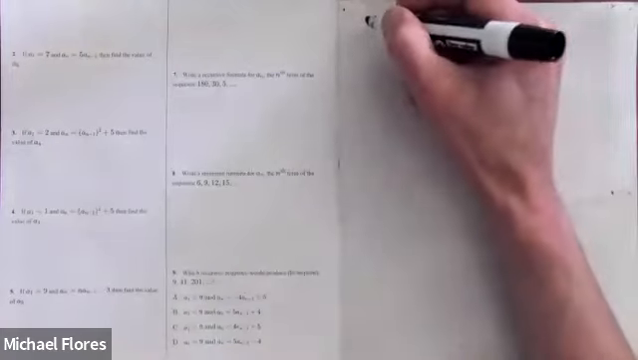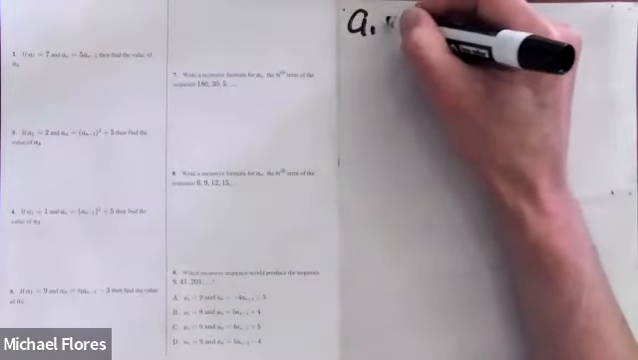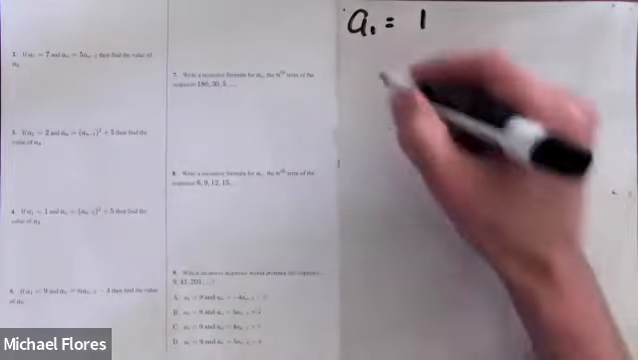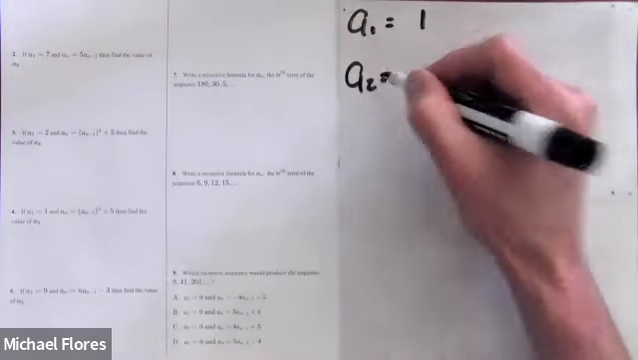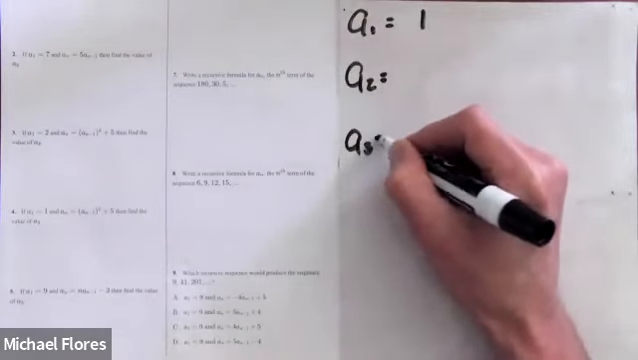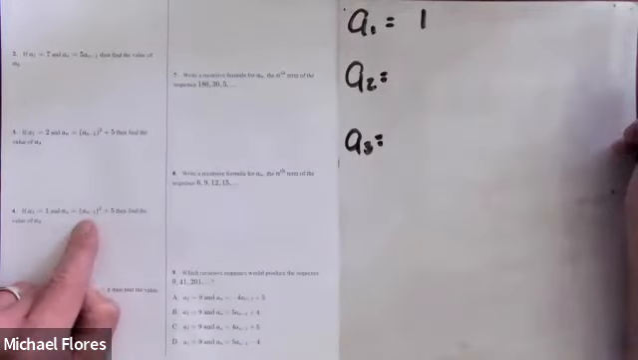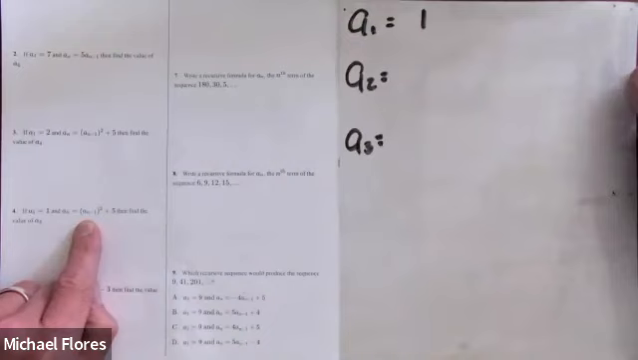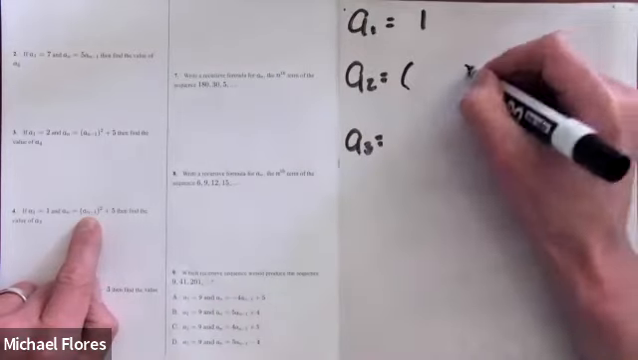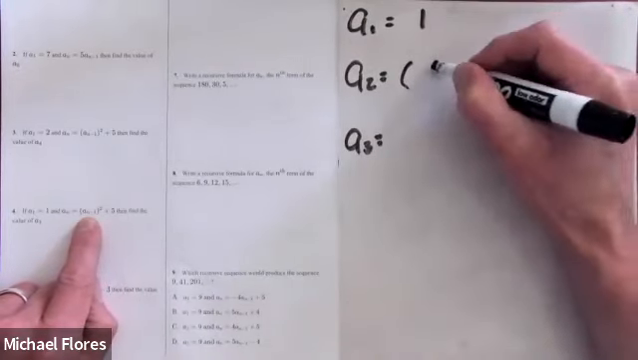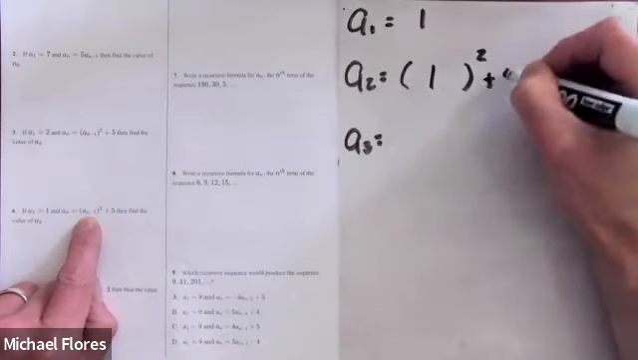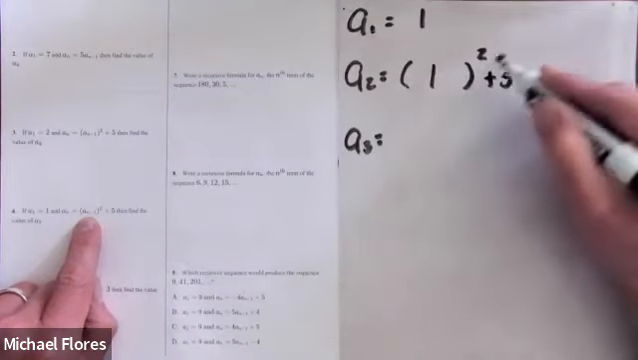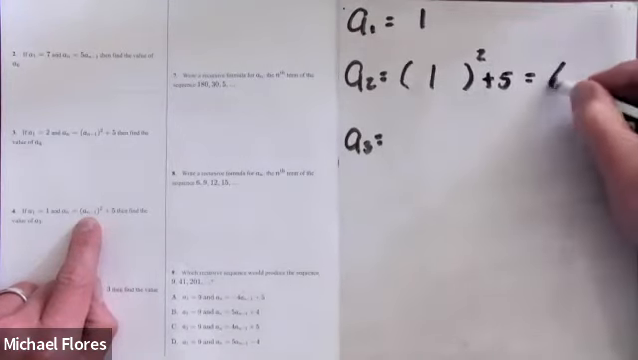Example 4, they've given us the first term of the series. It's 1. They want us to find the third term. It's the exact same pattern as the previous one, isn't it? For example 4, that little notation there just simply means what was the previous answer? The previous answer was 1. Square it, and then add 5. 1 squared is 1. 1 plus 5 is 6.